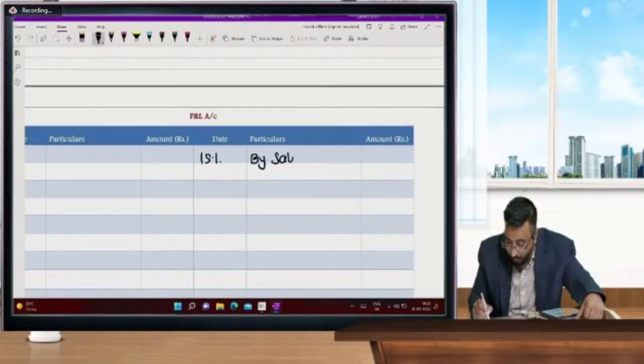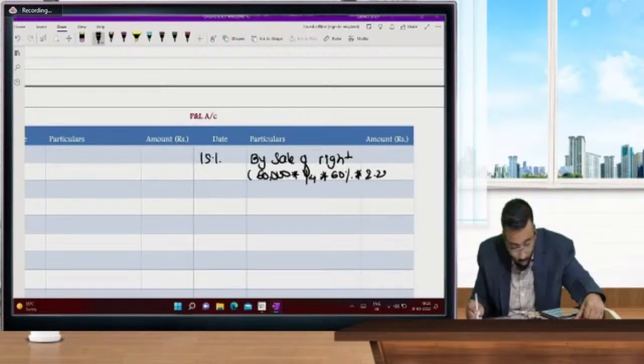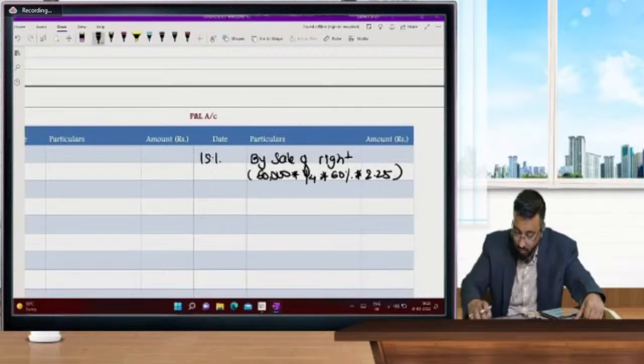By sale of right, 60,000 into 1/4 into 60% into 2.25. What is the value?